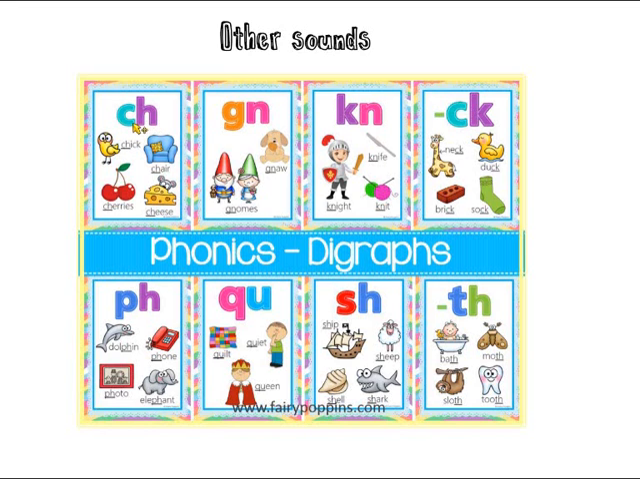CH is ch, like chick, chair, cherries, and cheese. Excellent. Sometimes we see the G and the N together. But what happens here is that the G doesn't sound. It's silent. We say gn. These two are gn. Yeah? The N sounds, the G not.